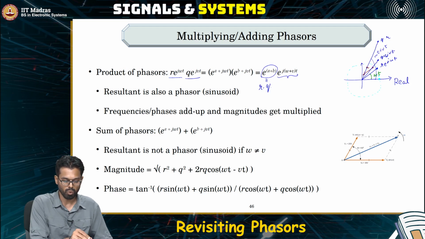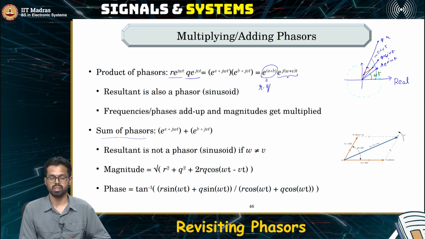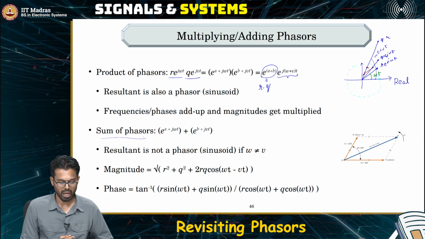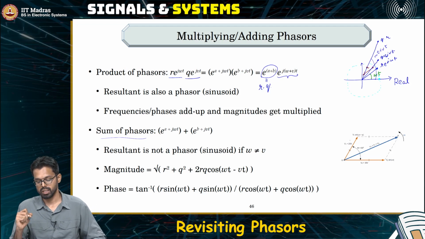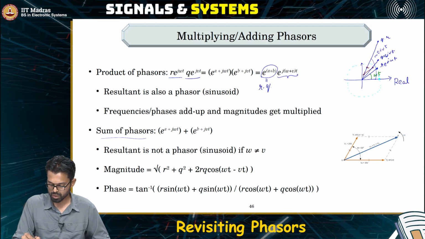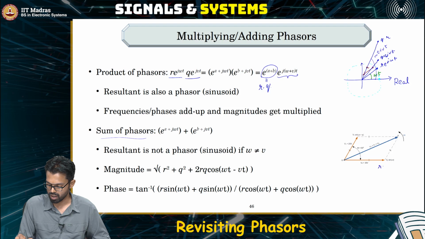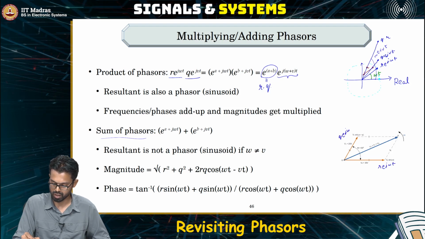So this is the case for the product of phasors. Now, what if we want to add or subtract phasors? This is not as easy as just multiplying phasors. So what happens to the magnitude first? The way to approach this is to use the simple parallelogram law, where you have two vectors, let's say this is r e power j omega t and this is q e power j.